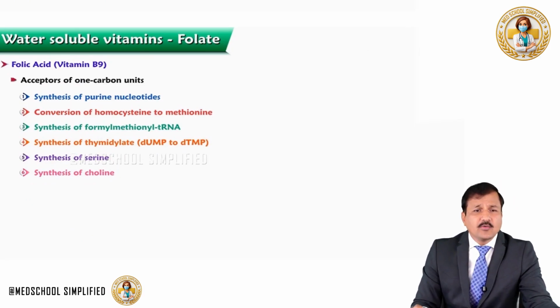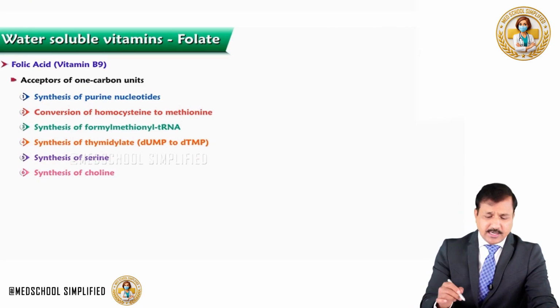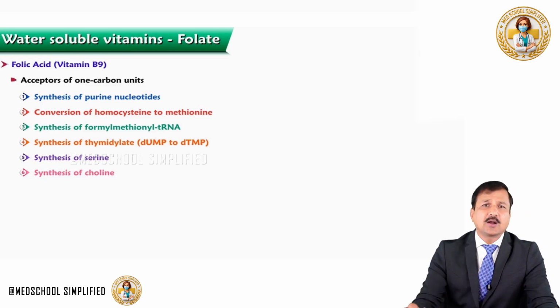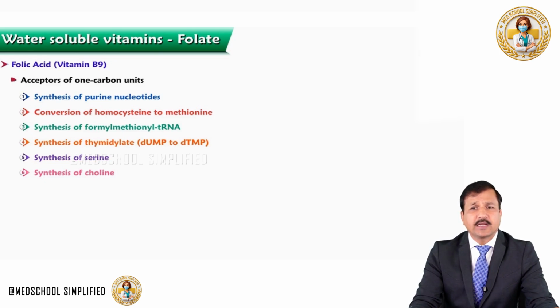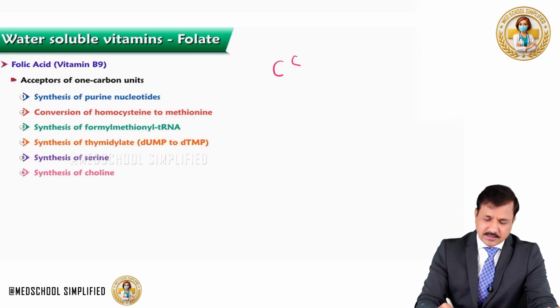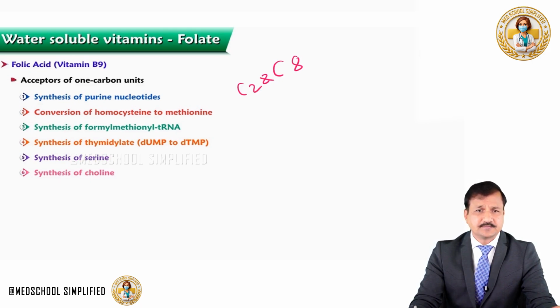Now, let us move on to see what are the acceptors of these 1 carbon units. So first thing is purine nucleotide biosynthesis. In the purine nucleotide biosynthesis, there is a carbon number 2 and carbon number 8. So C2 and C8 of the purine ring are derived from N10 formyl tetrahydrofolate.